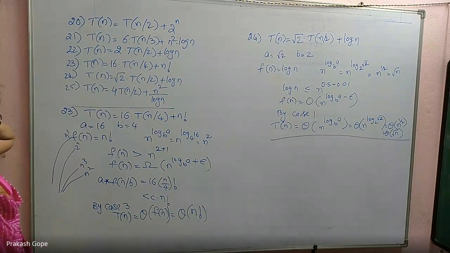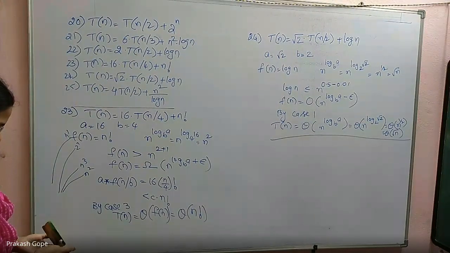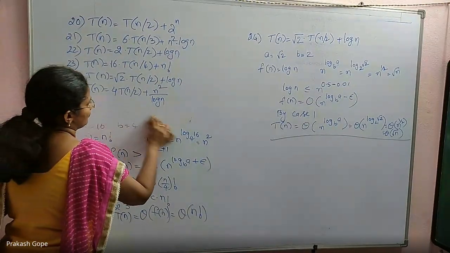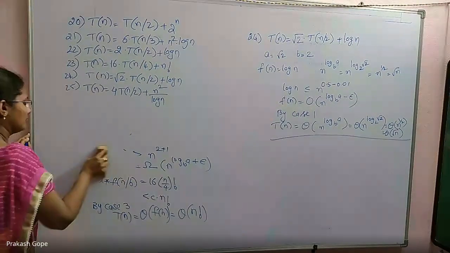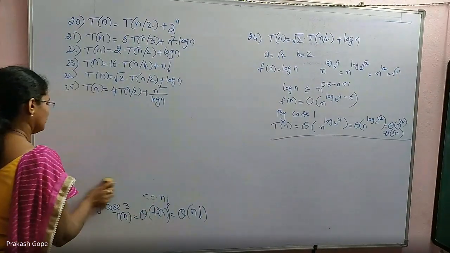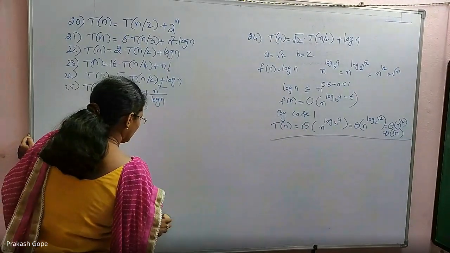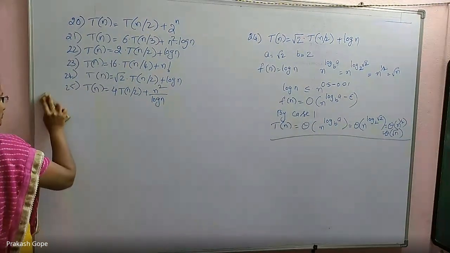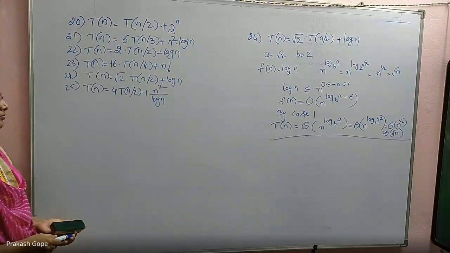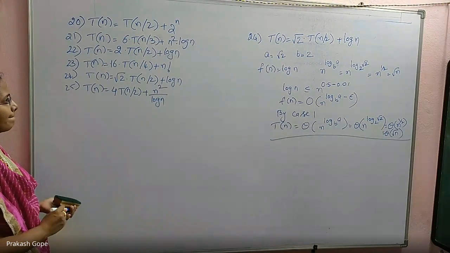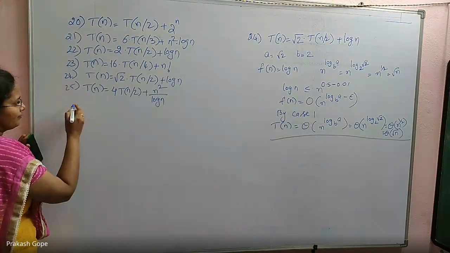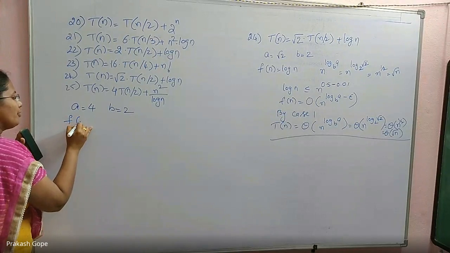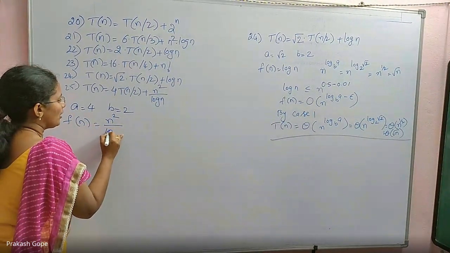Last question. This is the one. a equal to 4, b equal to 2. f of n is n square by log n.